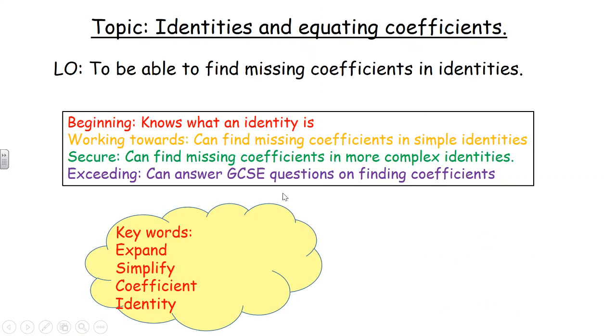Today's lesson is on identities and equating coefficients. So identities and coefficients might be 2 keywords that you're not sure of. Identities, we're going to explain on the next slide. A coefficient is a number in front of an unknown. So if we've got, for example, 2x, the 2 would be the coefficient, so the number in front of a letter.